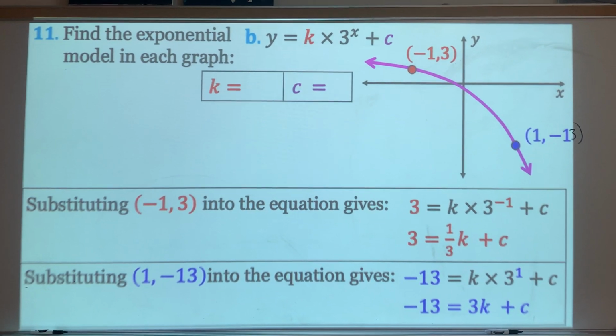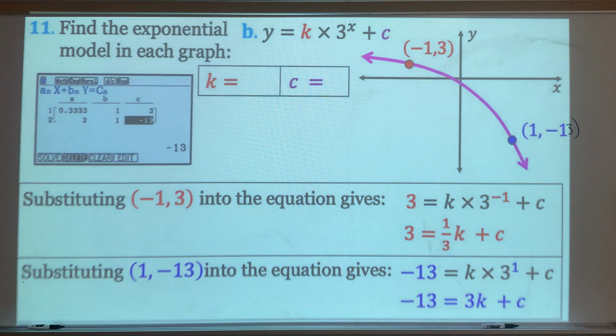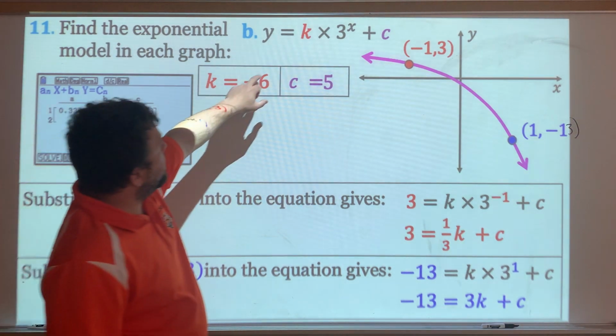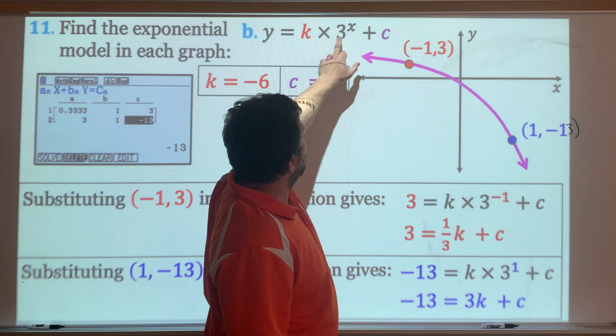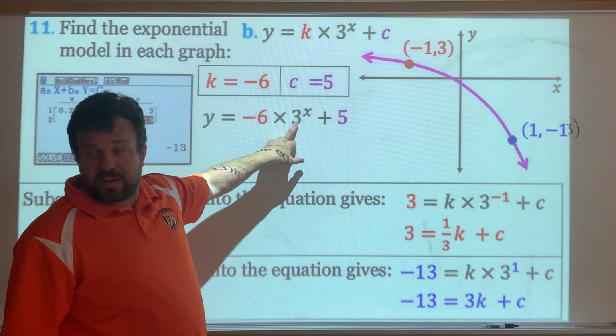Let me get this all set up again. Perfect. All right, so k equals negative 6, c equals 5. All right, so that right there, I'm able to use that information now to solve my equation. I take the k, plug it in, y equals negative 6 times 3 to the x plus 5. Negative 6 times 3 is negative 18, right?